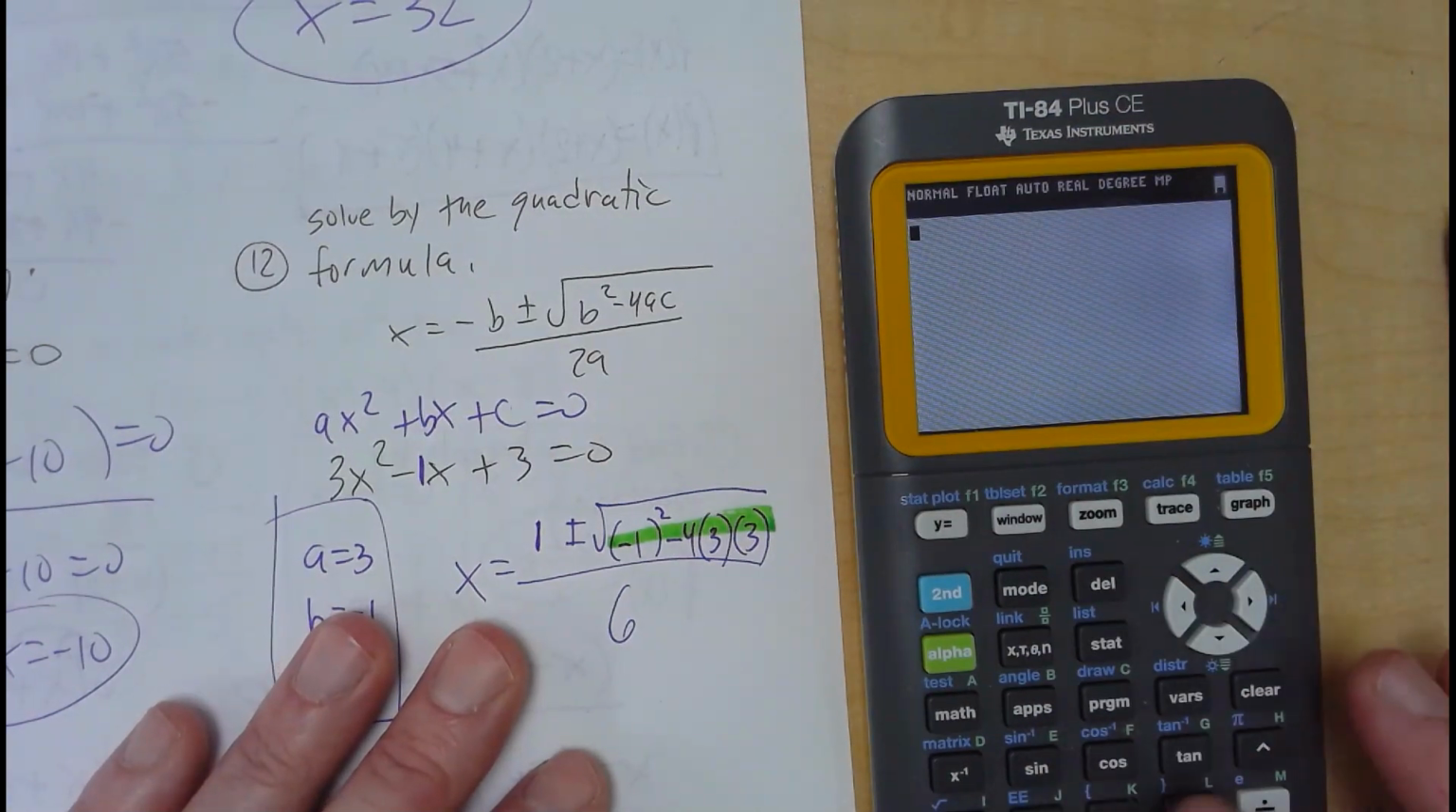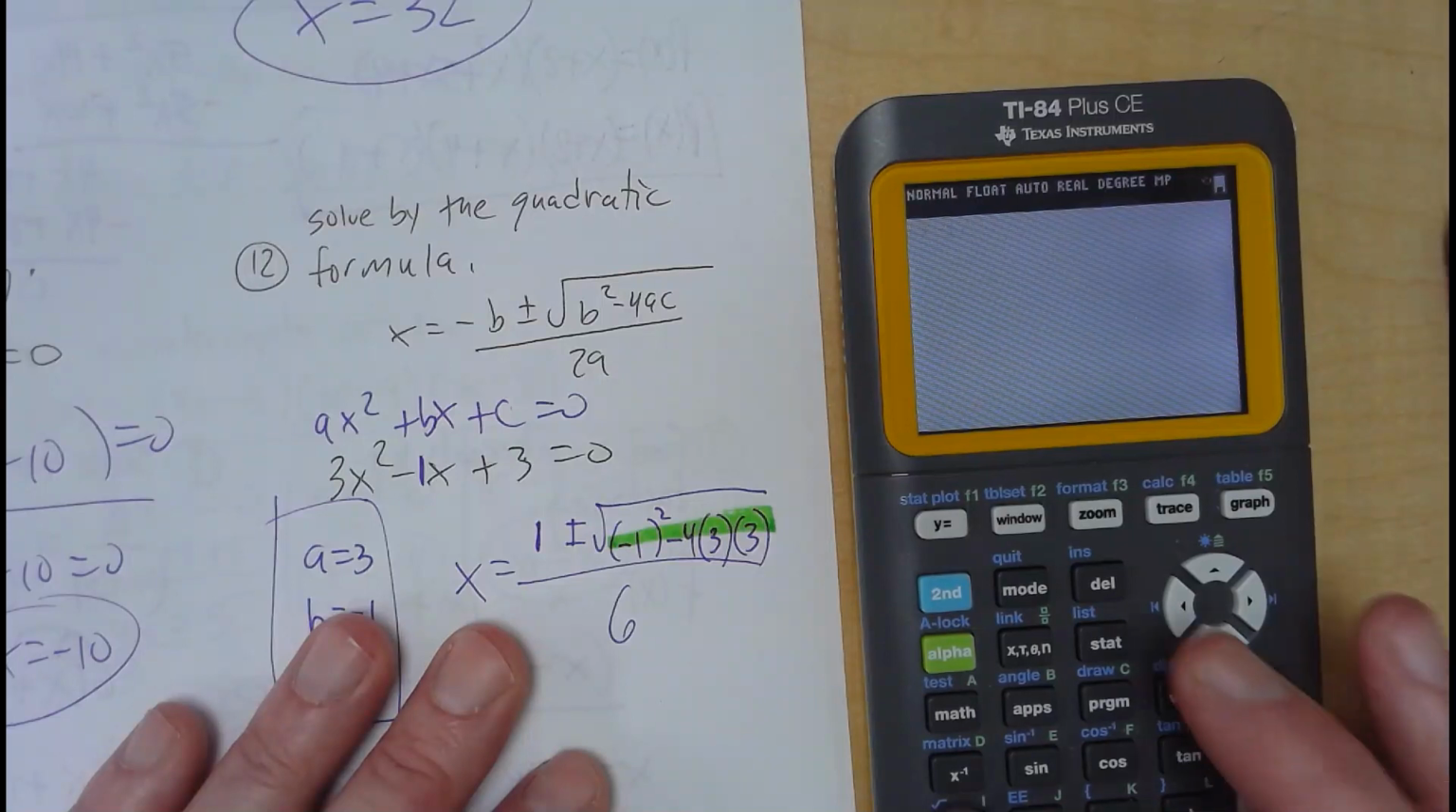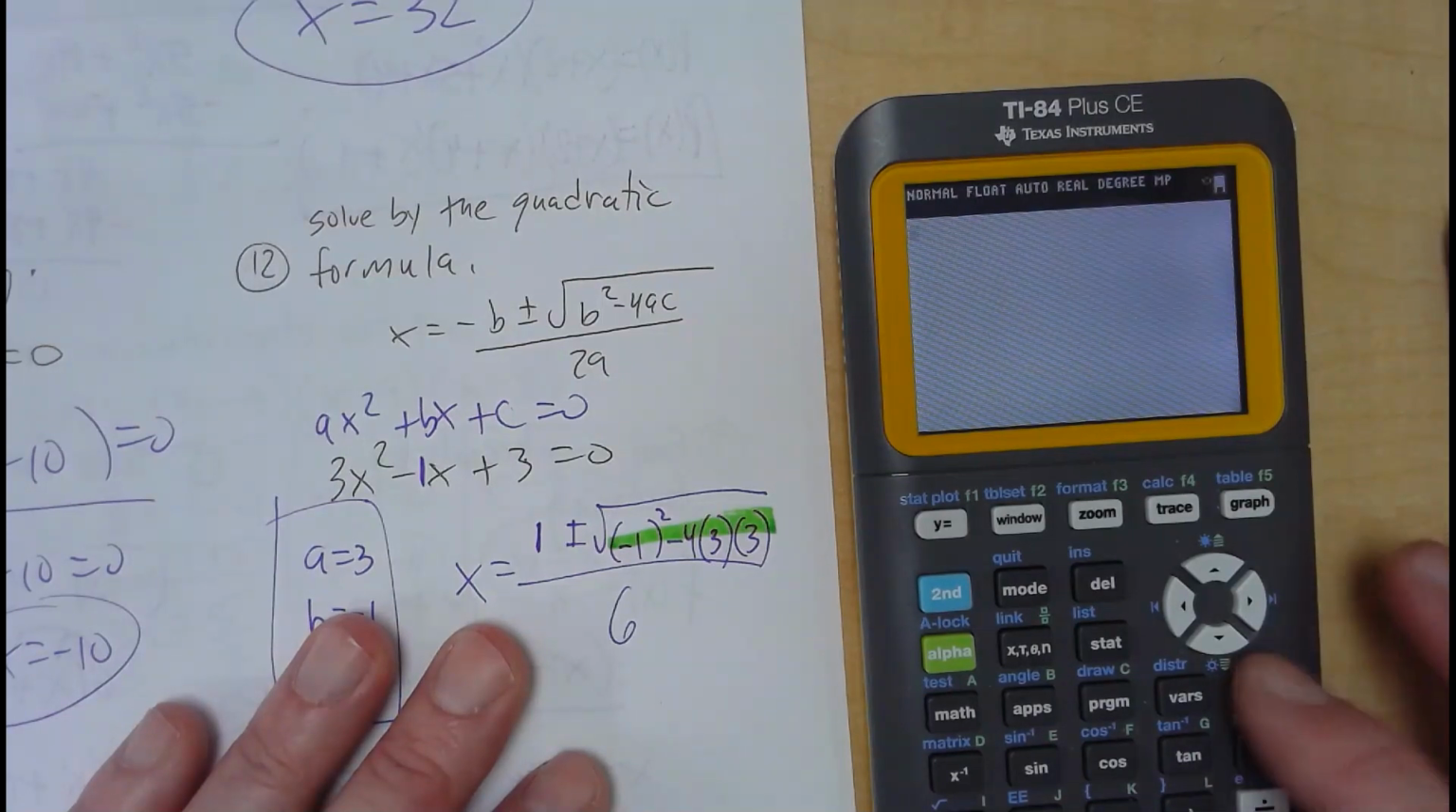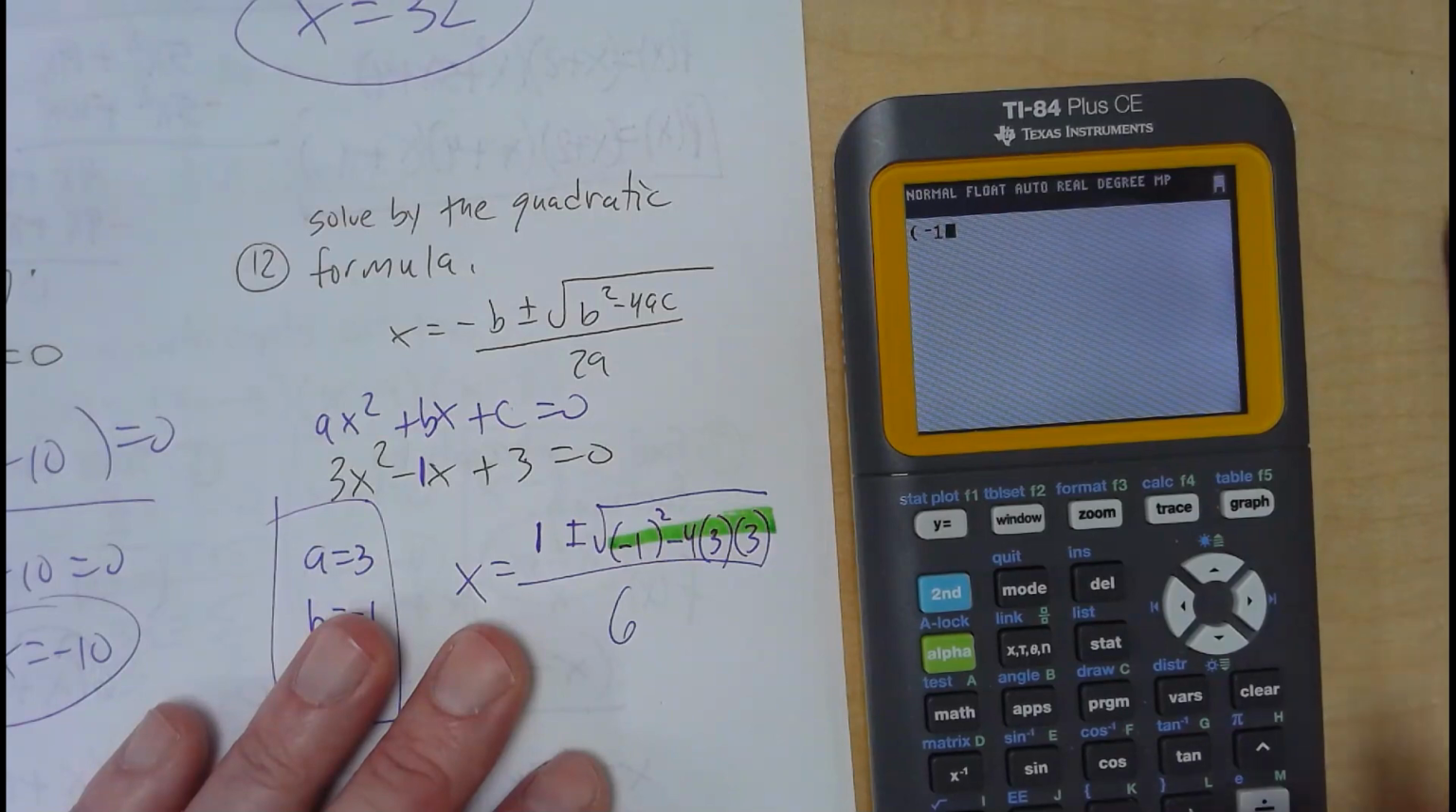If you type it in exactly as I showed you, with a left parenthesis, negative 1 quantity squared, and then minus 4 baby parentheses with a 3, and then another baby parentheses with a 3.